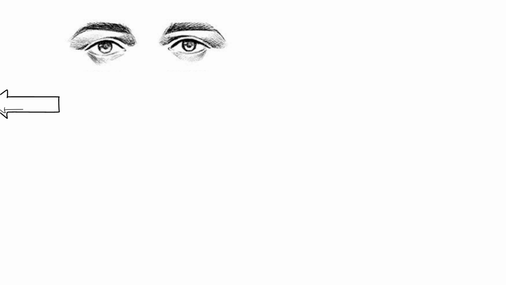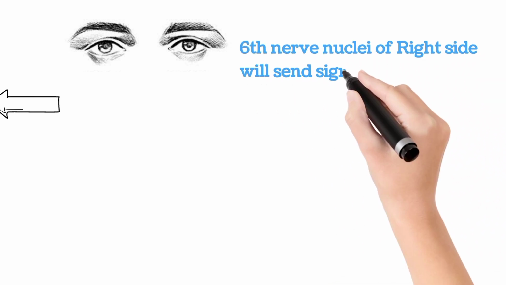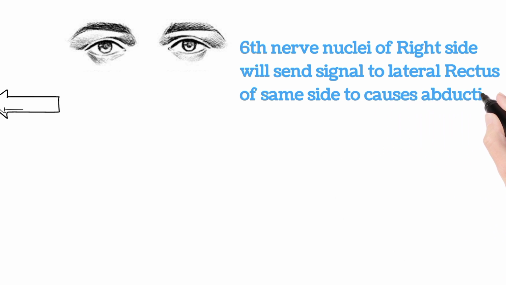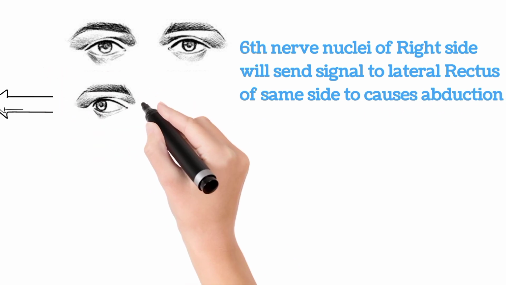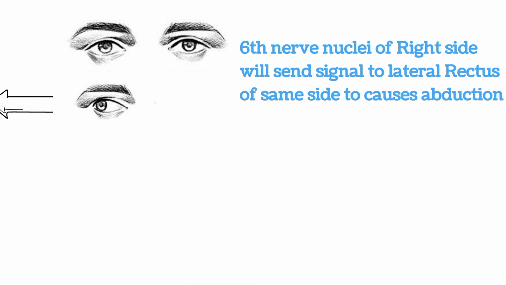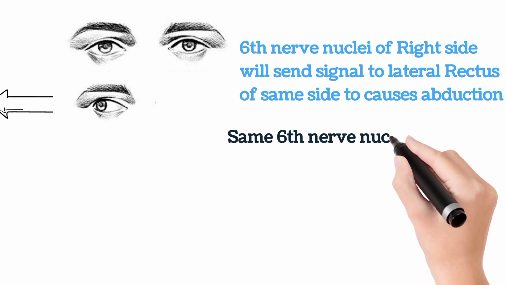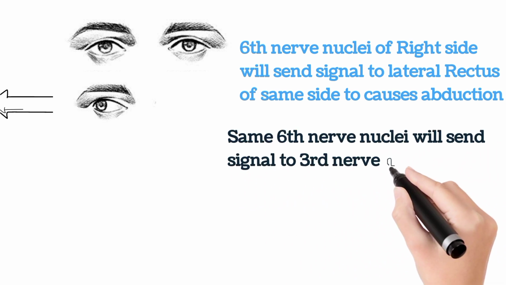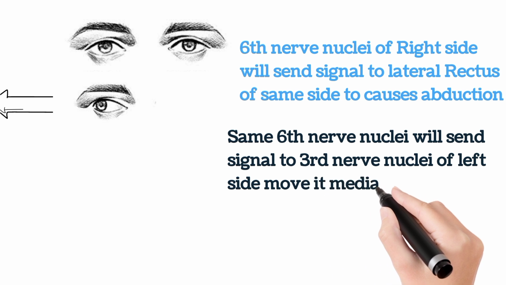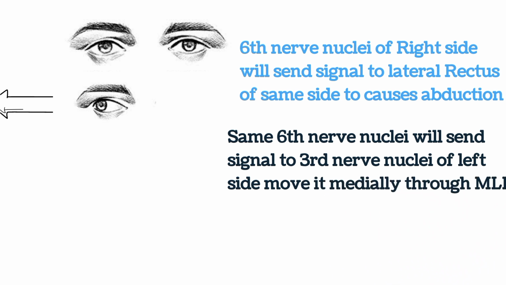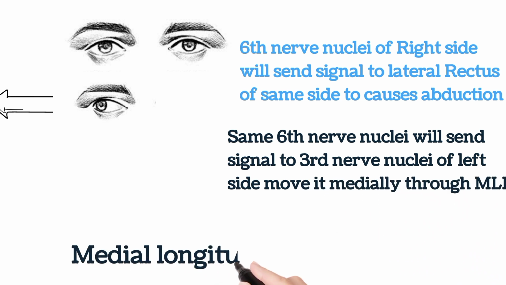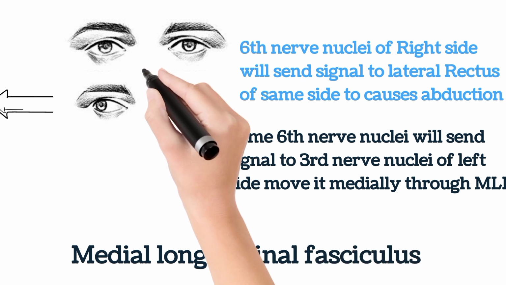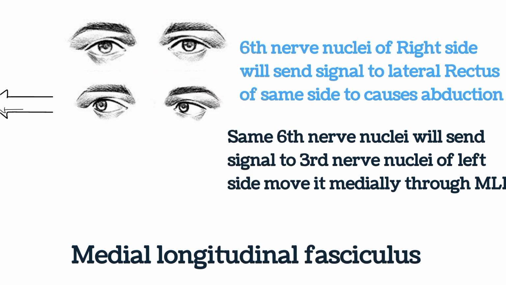Now what will happen is that the 6th nerve nucleus of the right side will send a signal to the lateral rectus of the same side. And the right eye will move towards the right side under the influence of the lateral rectus. In the meanwhile, the same 6th nerve nucleus will send a signal to the third nerve nucleus of the left eye. This signal is sent through a highly myelinated tract which is called the medial longitudinal fasciculus. And this lecture is all about this tract, the medial longitudinal fasciculus, or MLF.